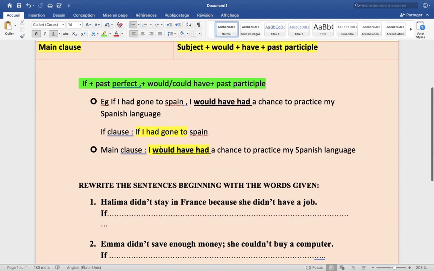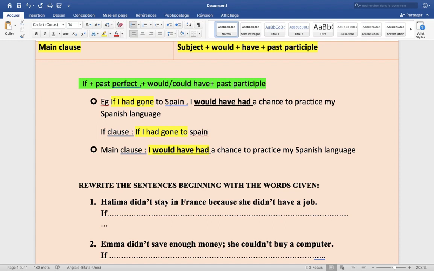For example, here we have an example: if I had gone to Spain, I would have had a chance to practice my Spanish language. Let's explain this example. We have if I had gone. The if clause is followed by the past perfect. We have had and gone. Gone is the past participle of the verb go.